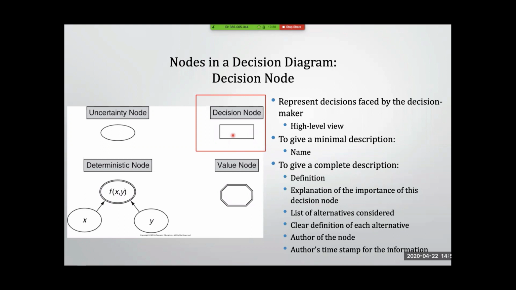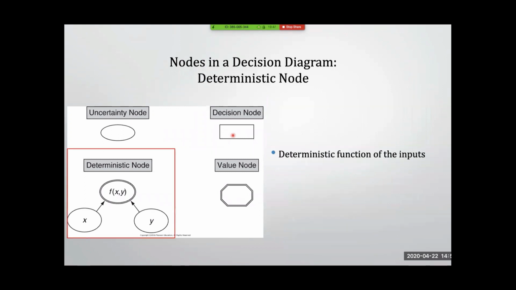Okay, and a third type of node that you would see in a decision diagram, not always but sometimes, is the deterministic node. So when we say a deterministic node, we are referring to this node rather than these two. Okay, this is a deterministic node. It is an oval shape or a round shape, but with double lines as its edges rather than single lines.